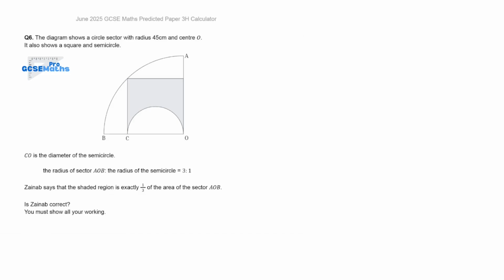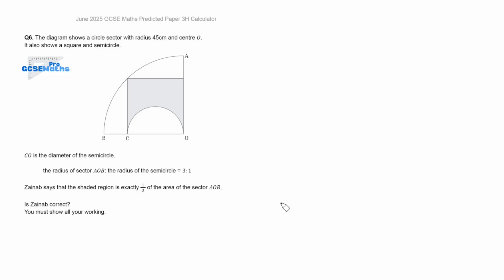Question 6. The diagram shows a circle sector with radius 45 centimeters and center O. It also shows a square and a semicircle. CO is the diameter of the semicircle. The radius of sector AOB to the radius of the semicircle is 3 to 1. Zainab says that the shaded region is exactly 1/3 of the area of the sector AOB.